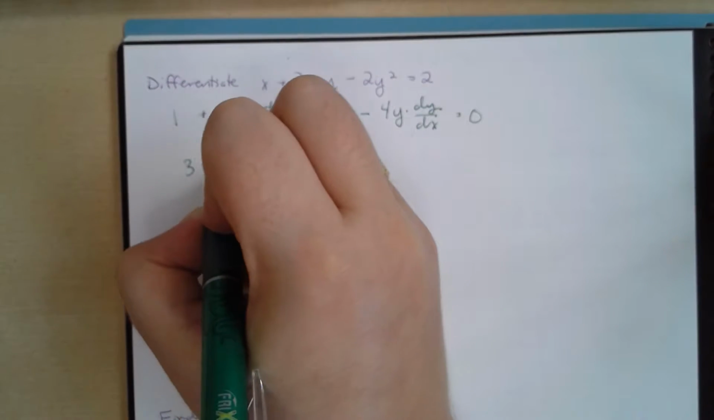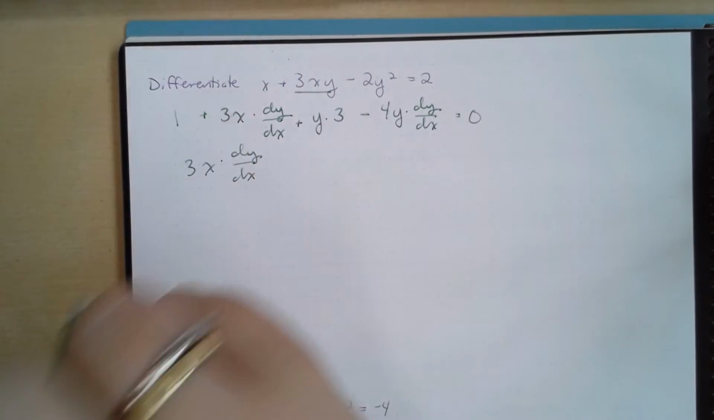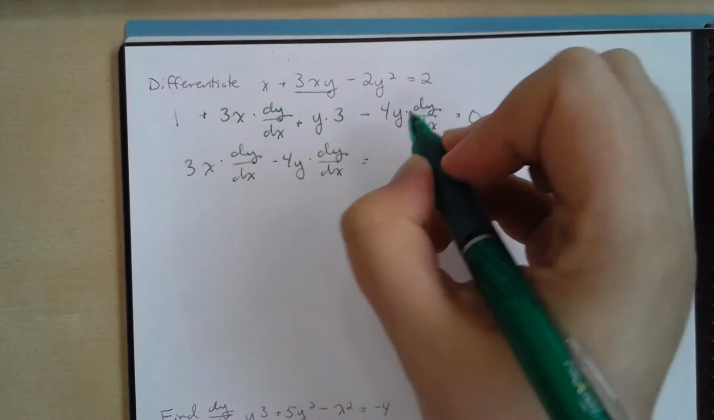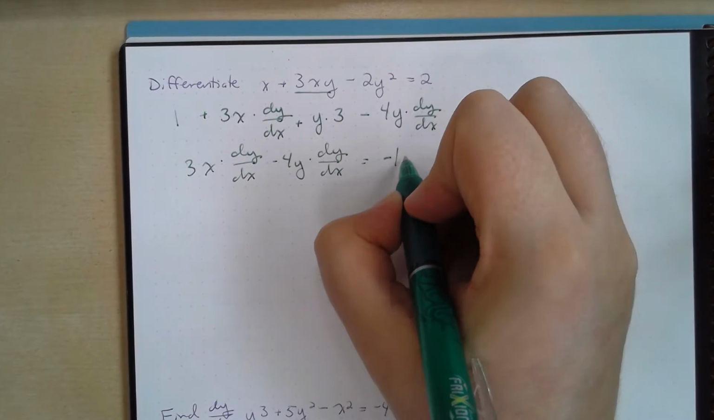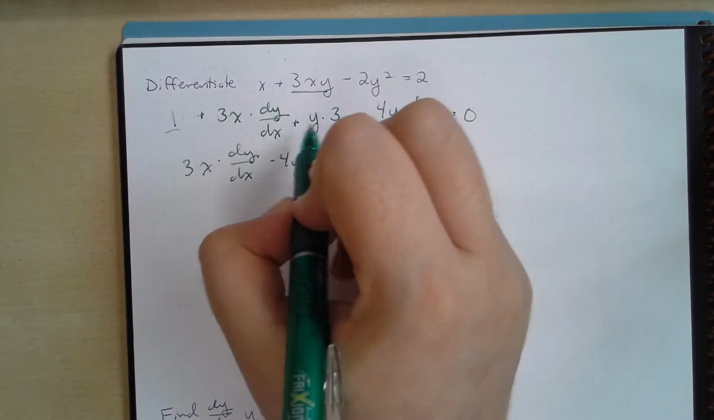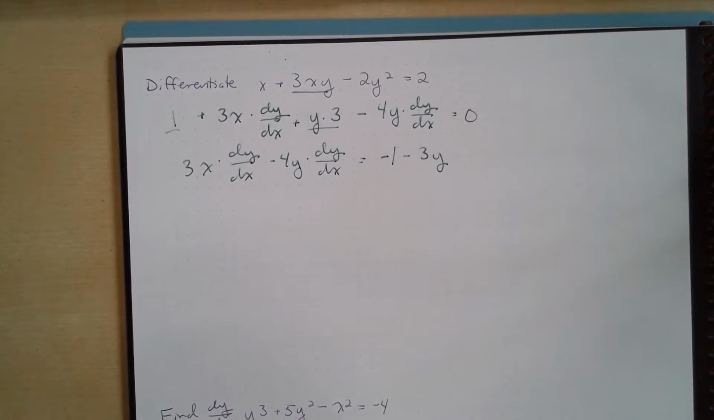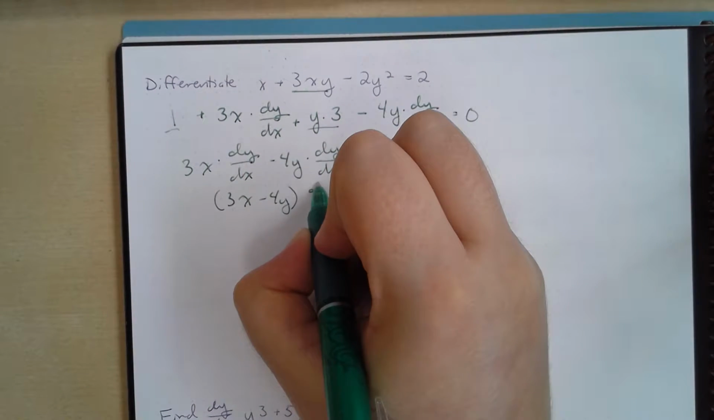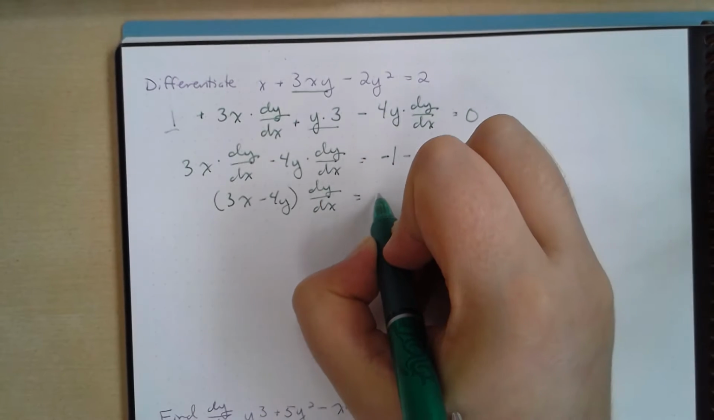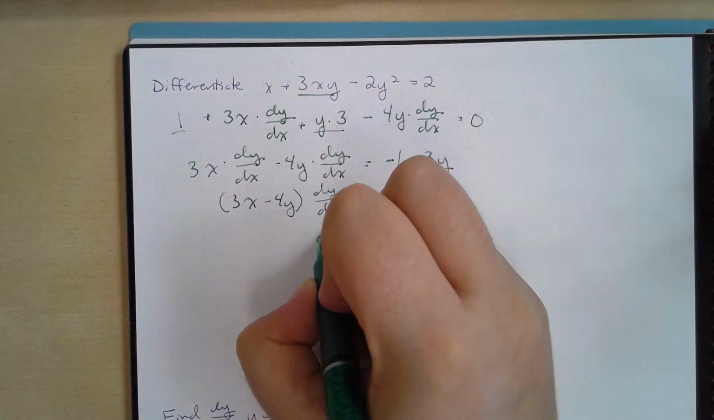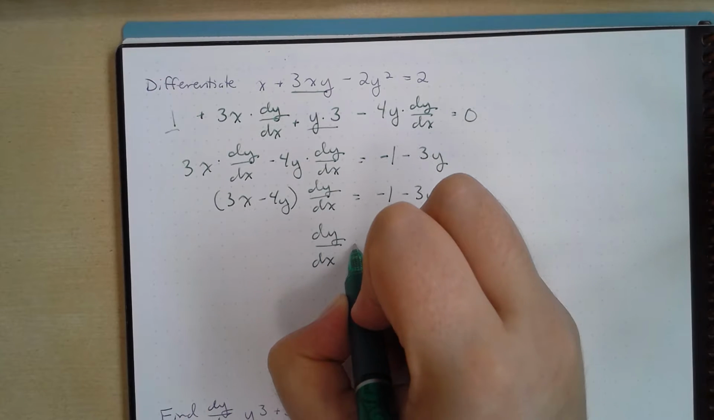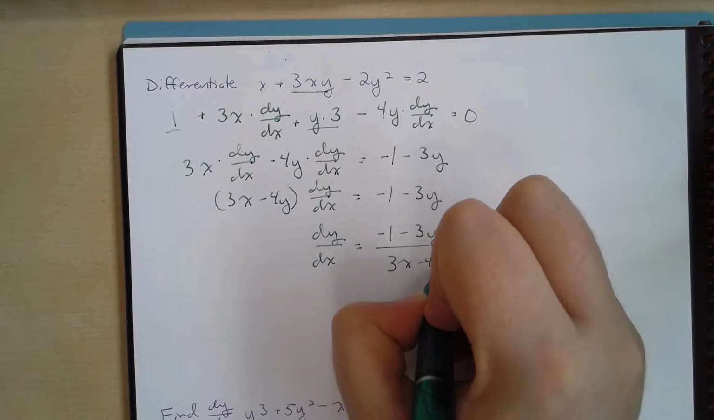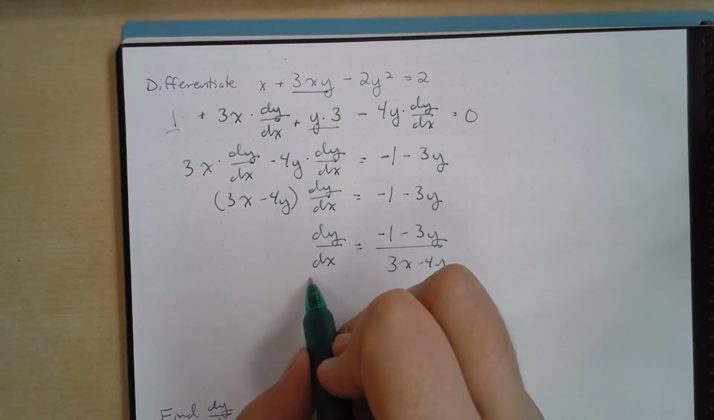So I have 3x dy over dx minus 4y dy over dx is equal to, it looks like I'm going to have a negative 1 minus 3y if I've combined those appropriately. So I can factor out 3x minus 4y times dy over dx equal to negative 1 minus 3y. So our derivative dy over dx is equal to negative 1 minus 3y over 3x minus 4y. And that's actually our final answer.